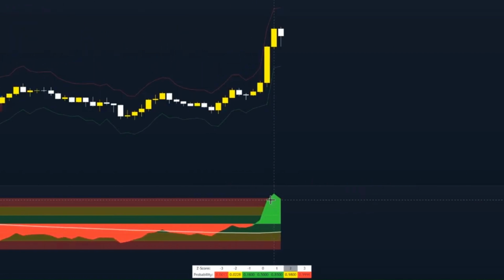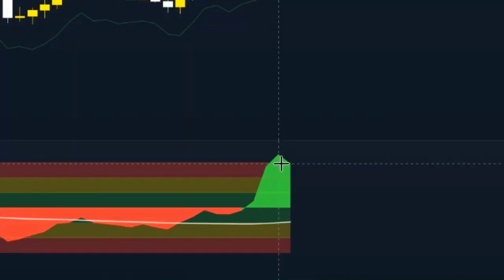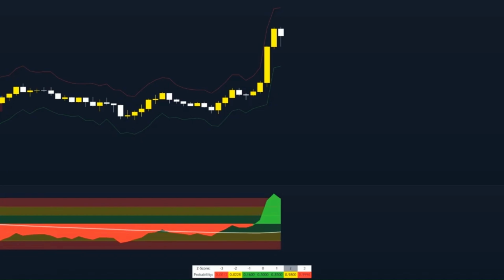Price has finally rejected to the upside and broke out of this top range right here, and has now closed back inside the red zone. This trade is in the 2 column, giving it a 98% chance of confirmed reversal. So let's go down to the 5-minute chart.